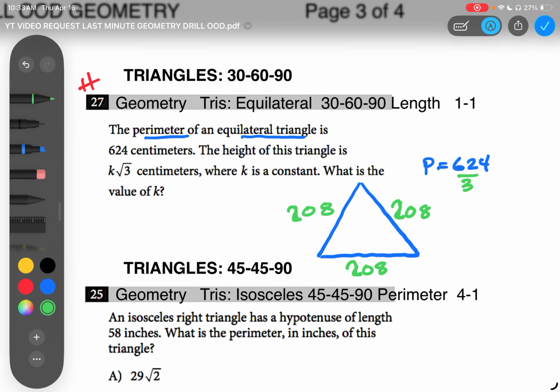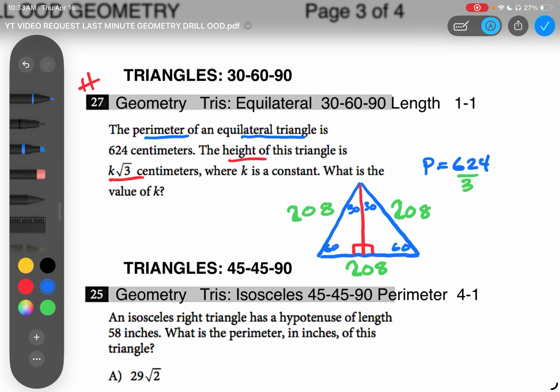Keep on reading carefully. The height of this triangle is k radical 3 centimeters. So I'm going to draw a line from the vertex all the way down to the base. When you do that, you are splitting the vertex into two equal parts, and downstairs you're creating two 90-degree angles. So again, you're splitting upstairs in two equal parts, which means that's now 30, this would be 30, you still have your 60, and you still have your 60.